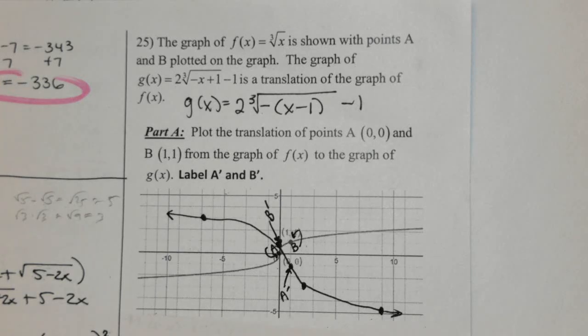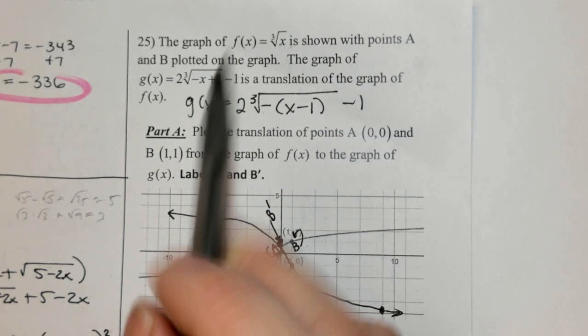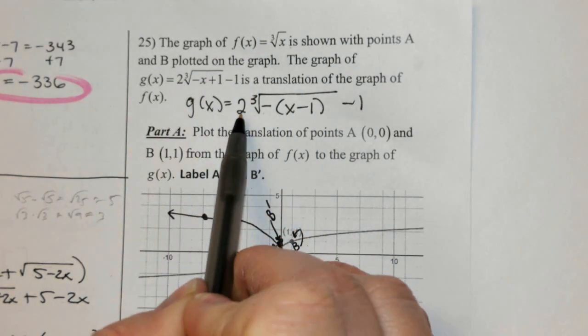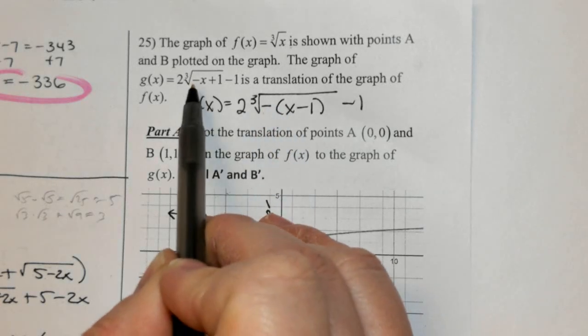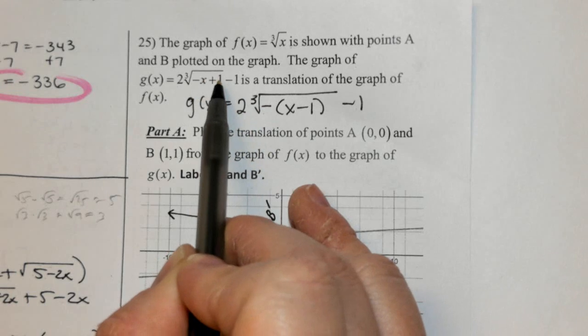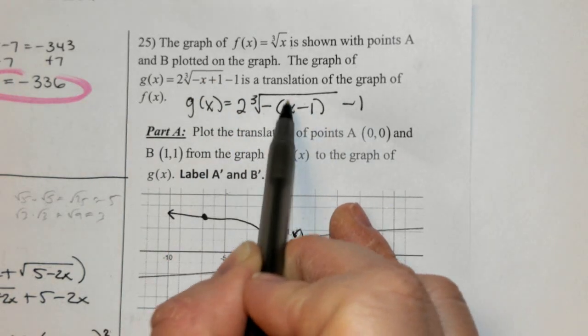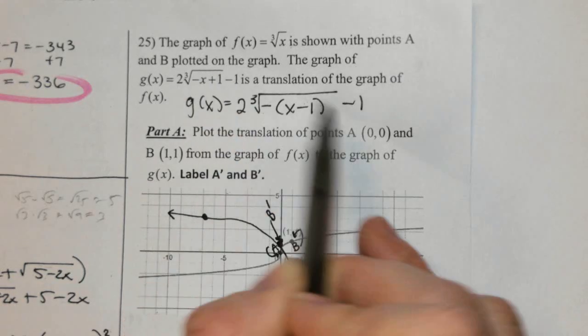Problem number 25. This is the parent function. This is our translation. And so I'm going to rewrite this. We have a 2 up front. I'm going to take the negative and ask myself, what times the negative gives you a negative x? And what times the negative gives you a positive 1? A negative 1. So if I distribute this, I'd end up with this expression inside and a negative 1 underneath.